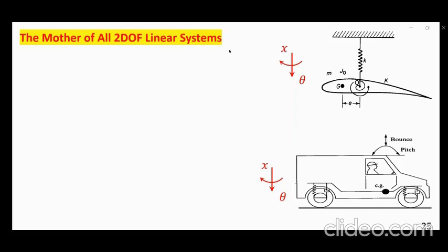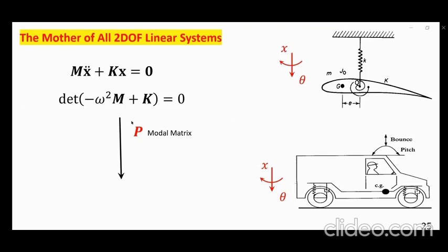The mother of all two degree of freedom linear systems is this, if there is no right-hand side, no forcing function. Okay, and to get the natural frequencies, this is what you need to do. This is called the characteristic equation. Once we find the natural frequencies and the modes, in the case of 2 DOF, two frequencies and two modes, you put them in the modal matrix and do this change of variable, and you get the mother of all equations where the equations have been decoupled. Okay, no damping.